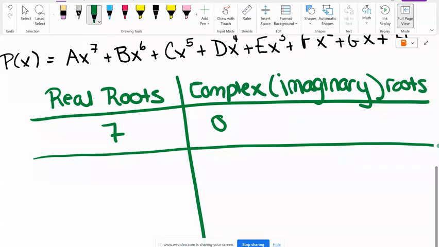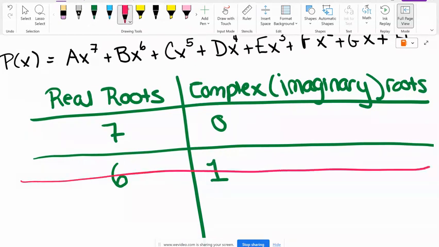Okay, is it possible for me to have 6 real roots? If I have 6 real roots, how many roots do I need altogether? 7. I need 7 roots altogether. If I have 6 real roots, is it possible to have just one imaginary or complex root? No. Why is that not possible? You need the pairs, exactly. So to have 6 real roots and one complex or imaginary root is not possible. Complex comes in pairs.